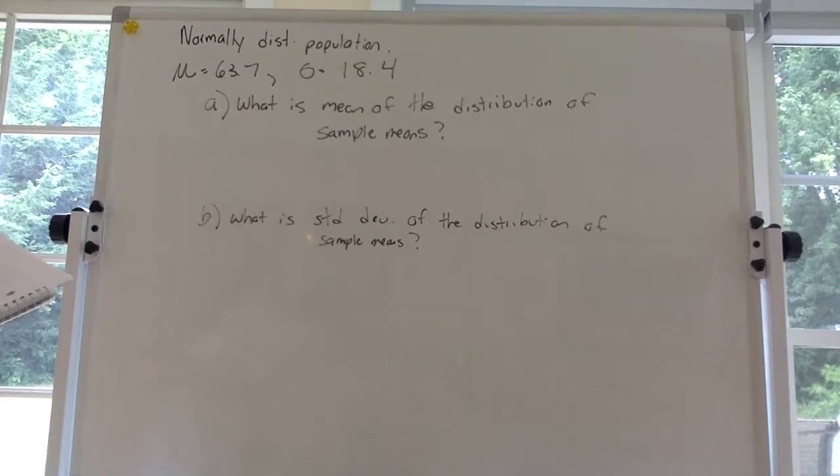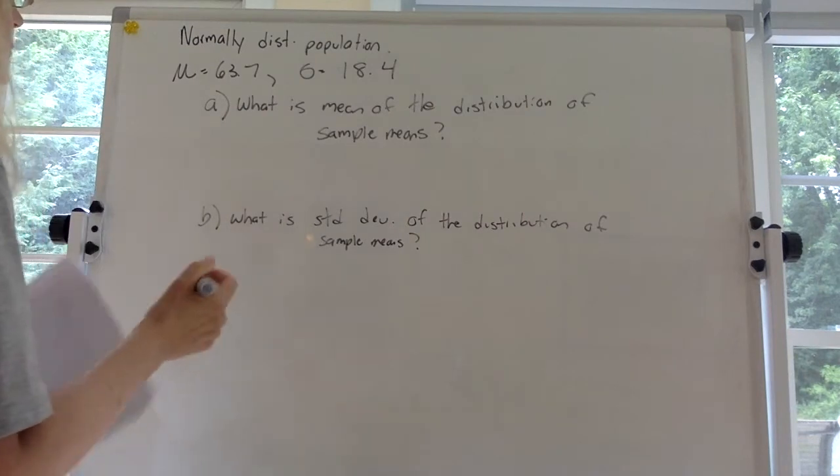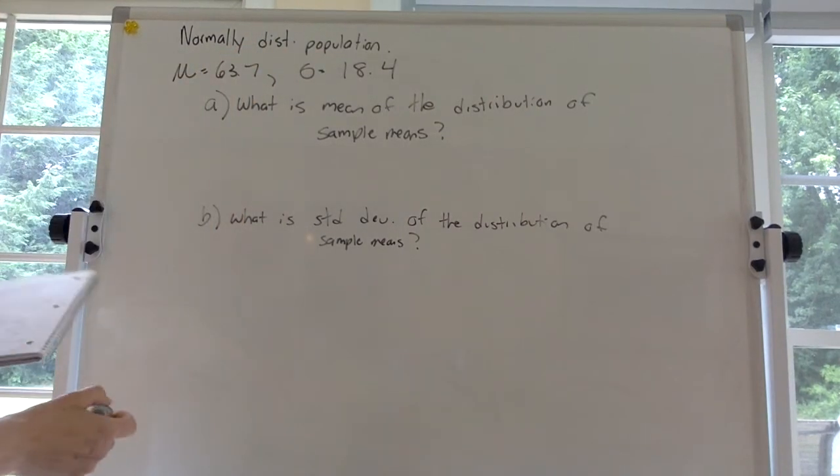Okay, in this problem, they tell us, first of all, that we have a normally distributed population. And that's important. They have to either tell us we have a normally distributed population or we have a sample size that is greater than or equal to 30. Here, we do have a normally distributed population.